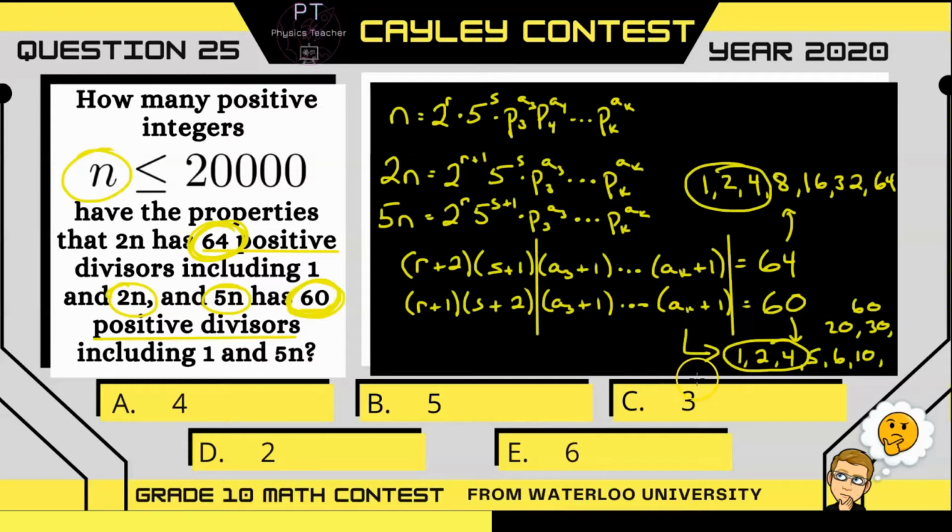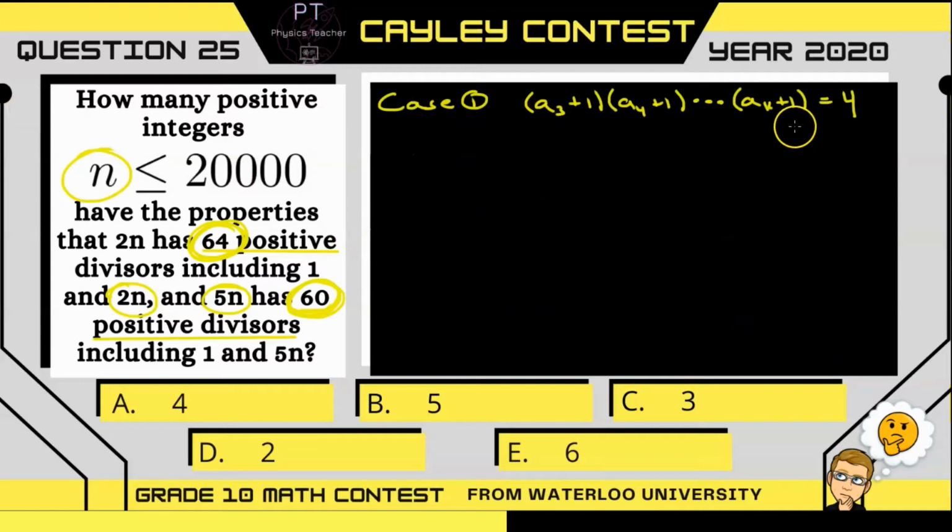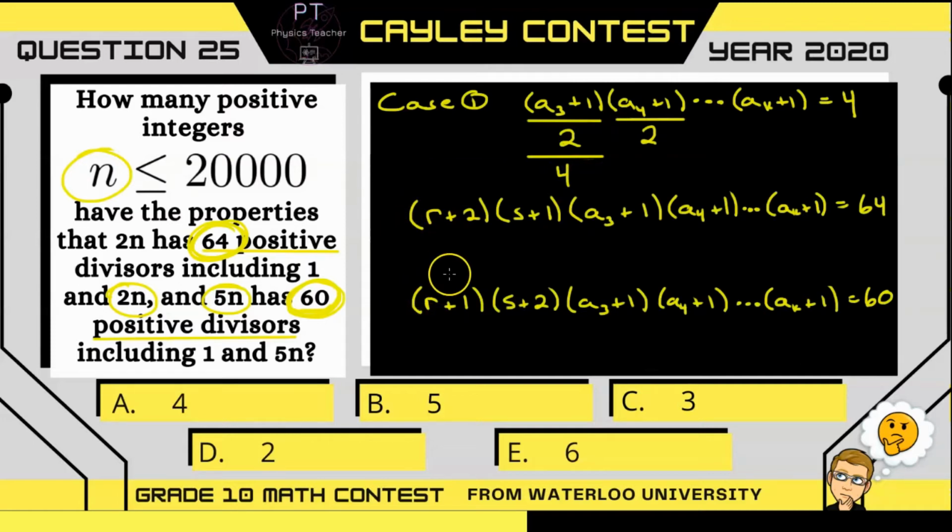So we're going to have to analyze each case, where it equals 1, where it equals 2, and where it equals 4. Let's start with case number 1, where we'll look at when it equals 4. Case 1. Now the only way for this product of positive integers to equal 4 is, let's say the first two terms are equal to 2, so 2 times 2 gives us 4, or that first term is just equal to 4.